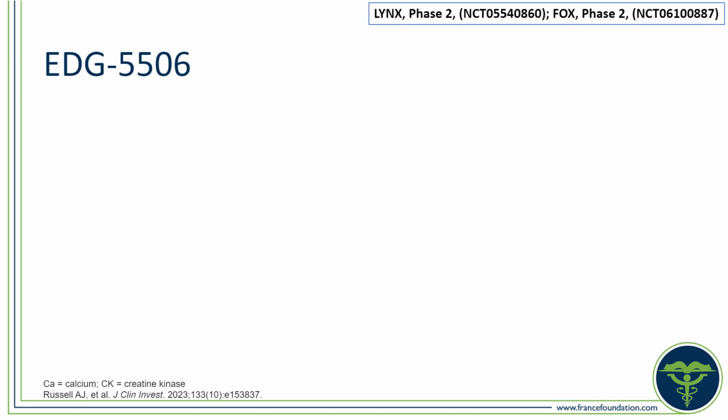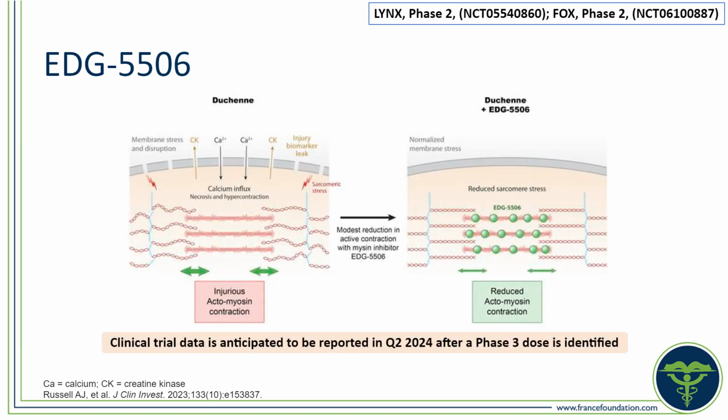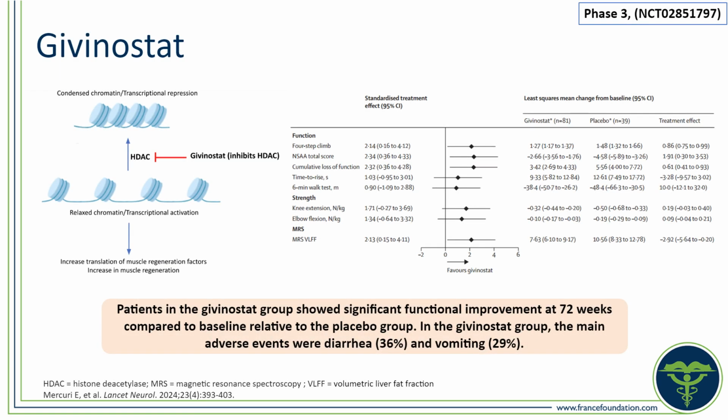EDG 5506 is a selective type 2 fast skeletal muscle myosin inhibitor. In muscular dystrophy, type 2 muscle fibers are particularly susceptible to muscle injury, as we discussed previously, and this therapy is aimed at decreasing the contraction-induced injury present in Duchenne muscular dystrophy. This agent is currently in a phase 3 trial in Duchenne muscular dystrophy with ongoing recruitment and results expected perhaps later in 2024.